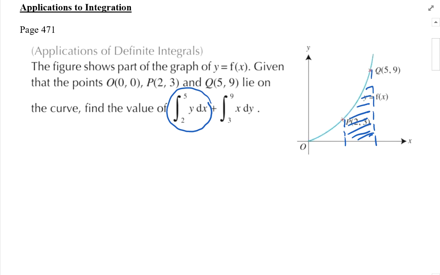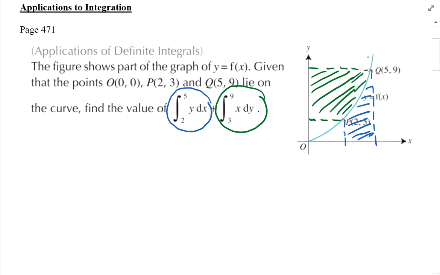Similarly, where do you think this particular area is? From 3 to 9, bounded by the y-axis. Notice this will be the area. So your job is to find the green area and the blue area.